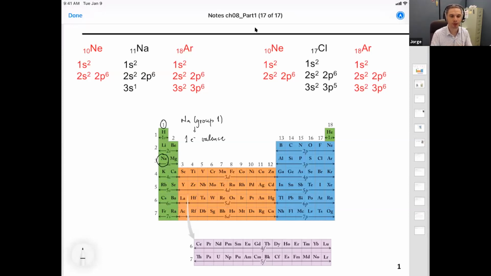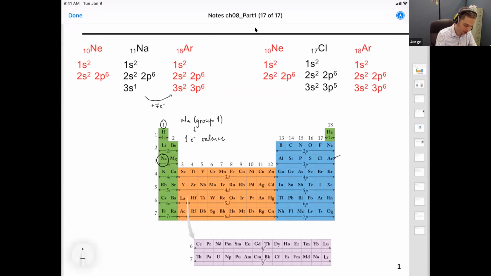There are two ways to achieve 8 electrons in the valence shell. The first one is adding 7 electrons. Therefore, we will achieve 8 electrons in shell number 3, and that is exactly the configuration of argon, right here. So that's one possibility.